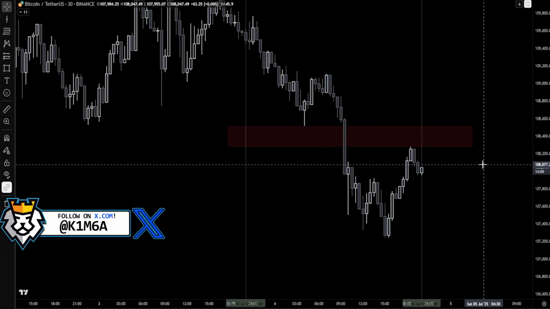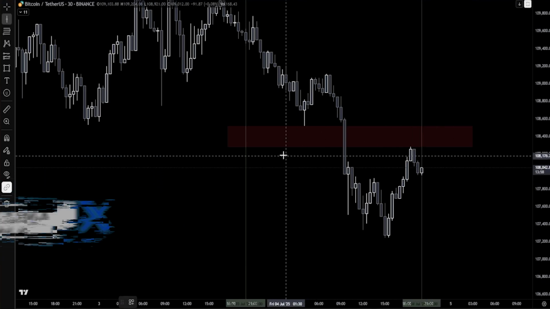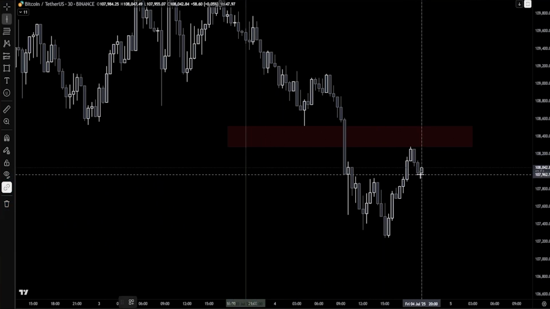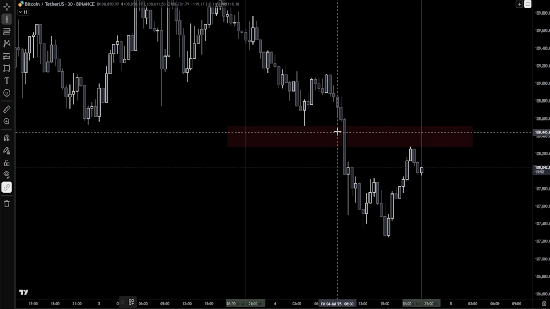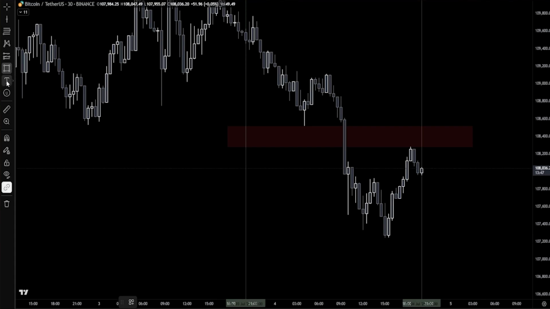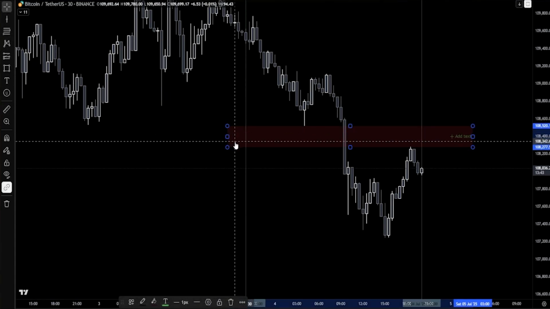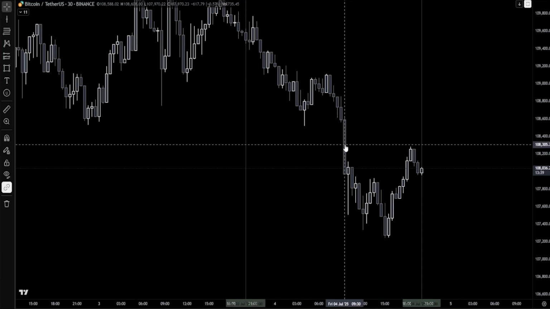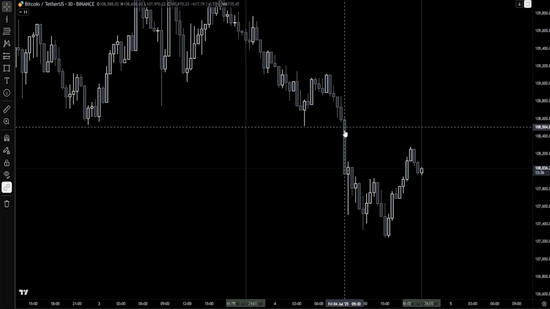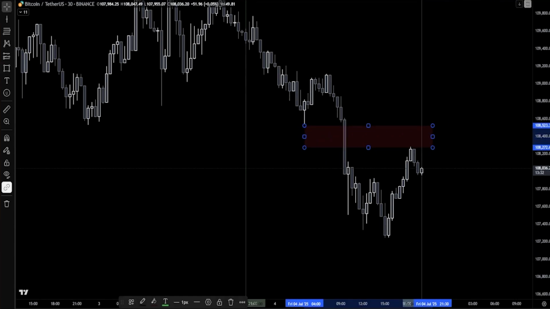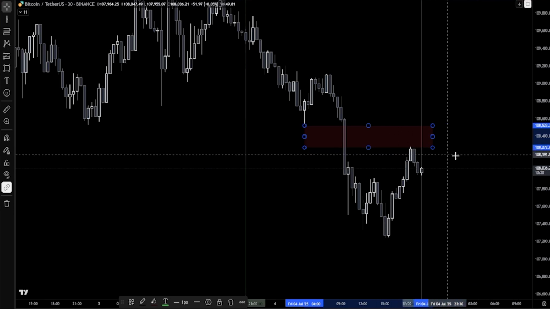So what you can do is mark your dailies. So you mark your daily open and just look for where the single print was, or look for where price only traded once. And that area through here, you can mark it yourself. You just draw a box. There, place your orders.